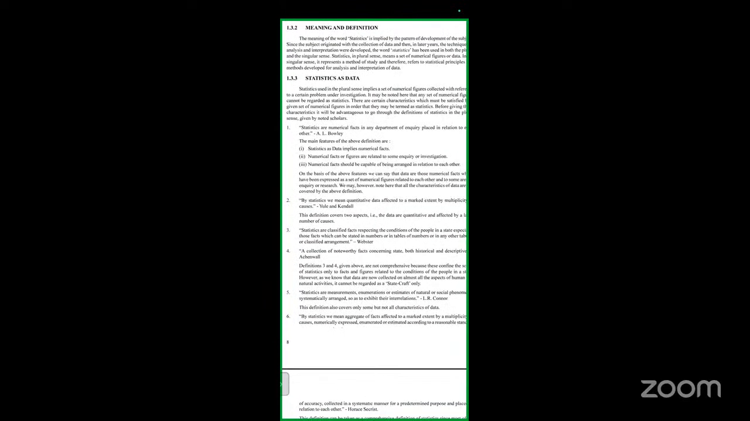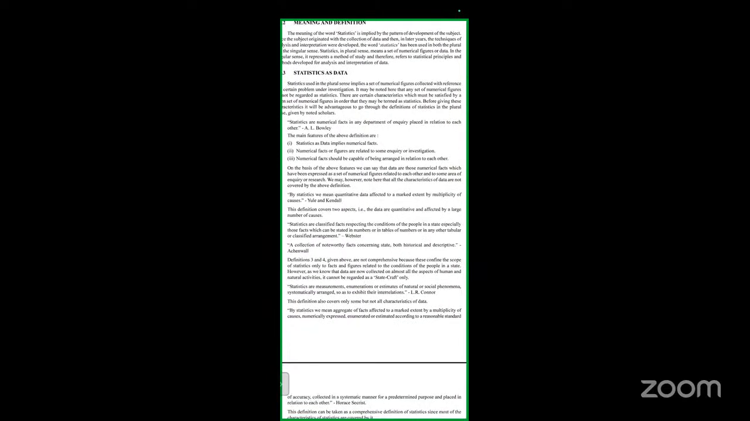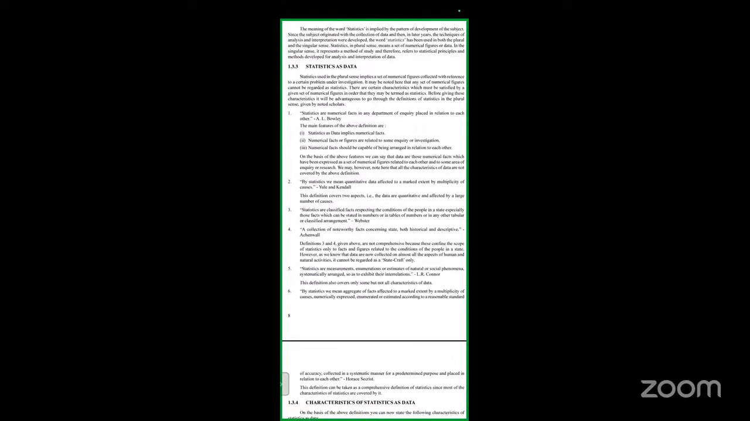Statistics in the plural sense means a set of numerical figures or data, and in the singular sense, the subject. Data is the plural, datum is the singular word. So we'll go with statistics as data. Statistics used in the plural sense implies numerical figures collected with reference to a certain problem under investigation. It may be noted that numerical figures alone cannot be regarded as statistics.